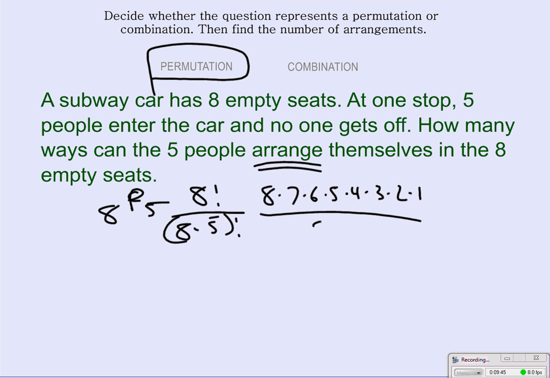Over 3, 2, 1. So boom, boom, boom. So 3 of the seats are going to be empty. So there's 6,720 ways 5 people can fit into 8 seats.